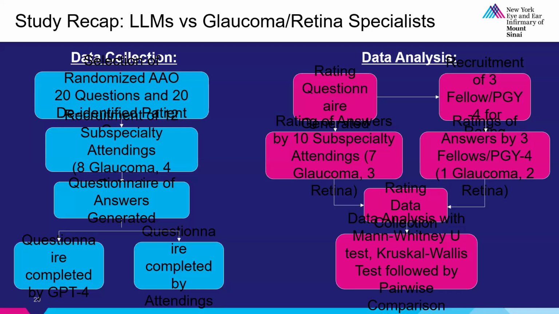So it's not displaying correctly here. But essentially, there are two components to the study that we did. The data collection, which was a series of randomized AAO questions that were essentially commonly asked questions, as well as 20 identified patient cases. There were 20 glaucoma cases as well as 20 retinal cases. So in total, there were 40 questions and 40 cases.